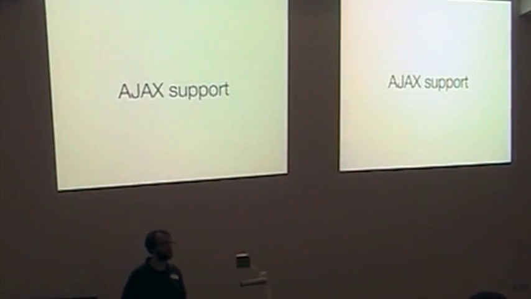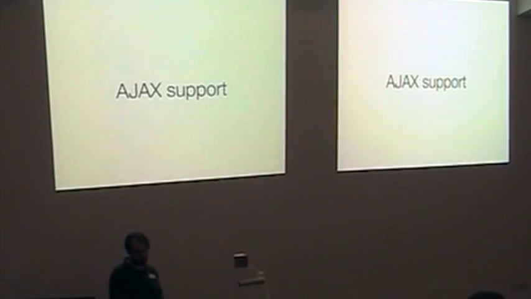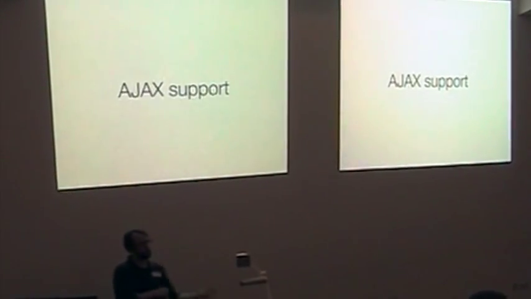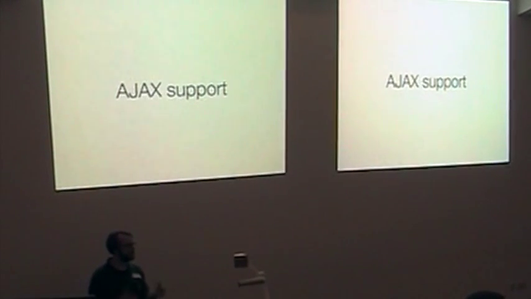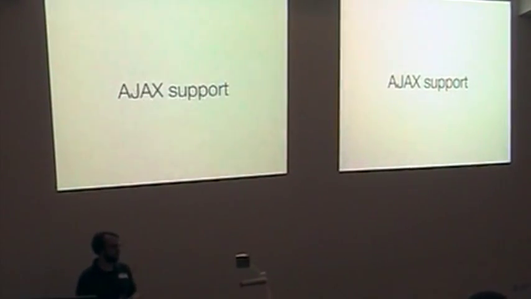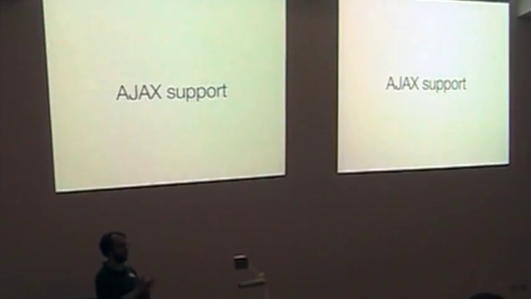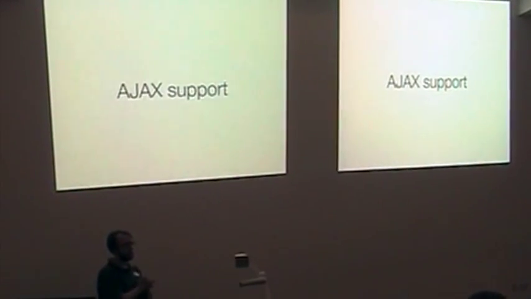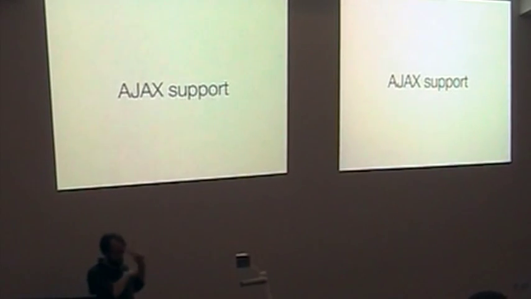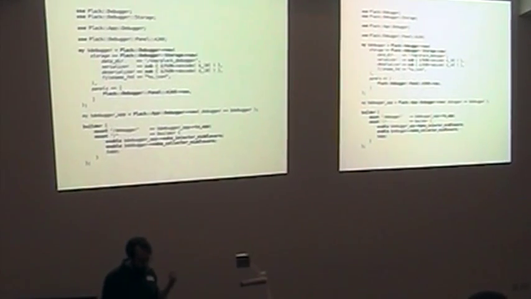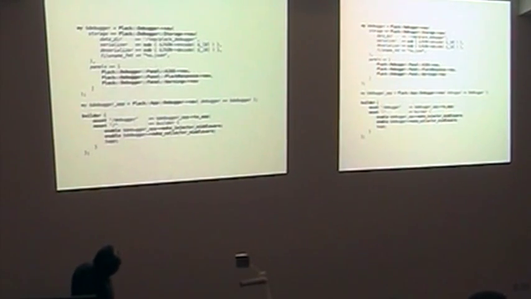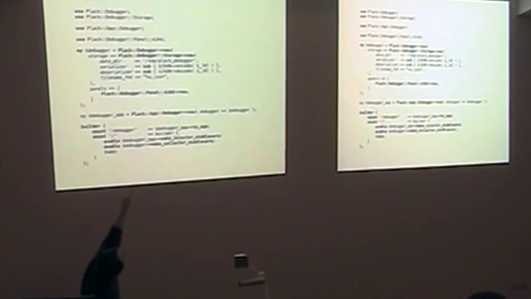AJAX support. This was the original reason why we did this in the first place. Now the Plack middleware debug AJAX, it worked. It's not that it didn't. It didn't work for our specific needs. We actually needed all of our data to be loaded through AJAX. And we were actually doing that even in the old version, which was part of that whole spaghetti picture that I showed before.